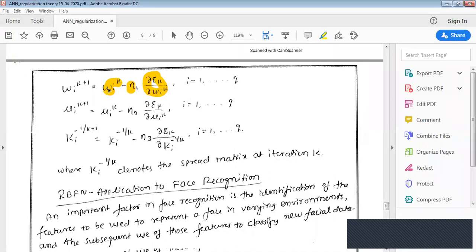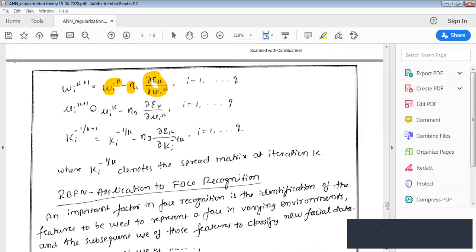Future weight will be less than the present weight, because eta cannot be negative; eta is a learning rate. If this derivative gives negative, then the new weight will be more than the previous weight. So either the weight will increase or decrease depending on the rate of change of error with reference to the present one.